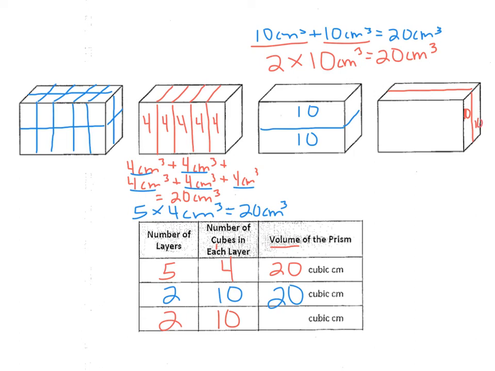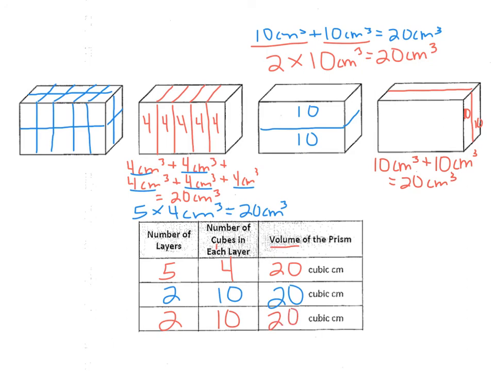So, let's do repeated addition. So my front layer has a volume of 10 cubic centimeters. Added to the back layer is 10 cubic centimeters. Well, 10 plus 10 is equal to 20 cubic centimeters. Ooh, that's so good that it's 20, 20, 20.